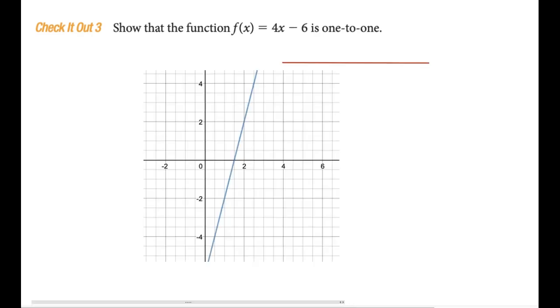All I really wanted to hear you say here was that when you graph this and you check it with a horizontal line, it does pass. Oh, it's not going to let me do it over on top of it. If I went up and down with this line, you would see that it passes the horizontal line test. So that horizontal line is only going to cross through one point at a time. It's never going to cross through 2 points. So when you take the inverse of this, it will be a function. So it does pass the one-to-one horizontal line test.